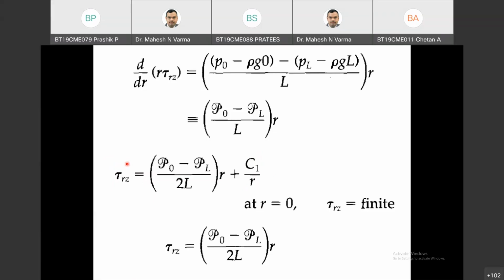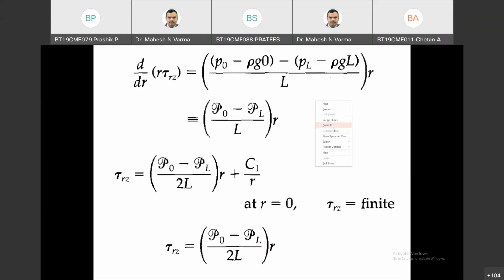There will be nothing wrong in physics; there will be something wrong in mathematics. So this term should not be there in my equation. That is what the logical boundary condition tells me. And tau rz equals to delta p divided by 2l into r. This is what we have derived. If you understood the shell balance approach, velocity profile, and flux profile properly, and you are good in mathematics, you can put another boundary condition also: the gradient of velocity at r equals to 0 is 0.